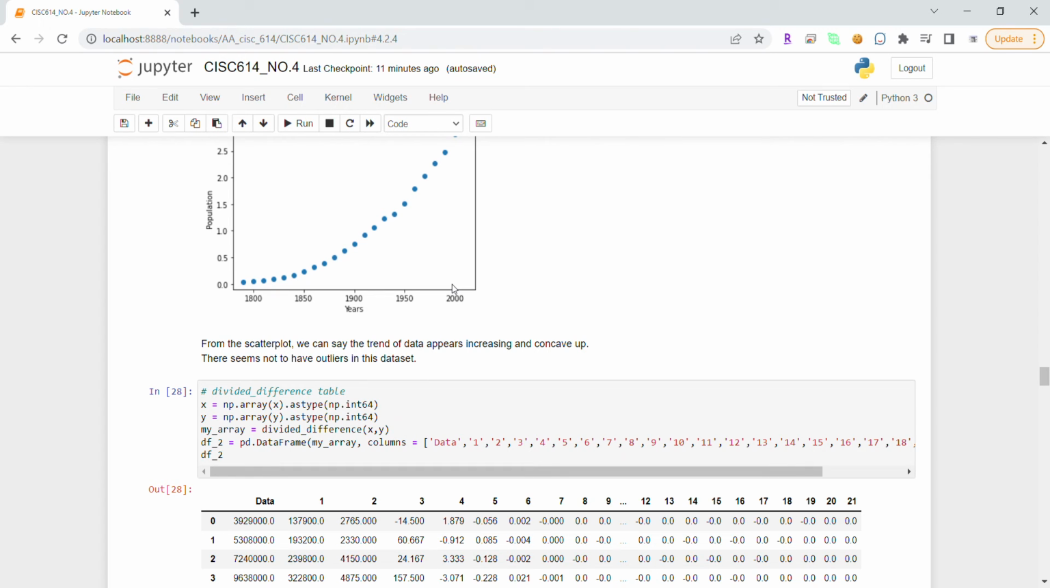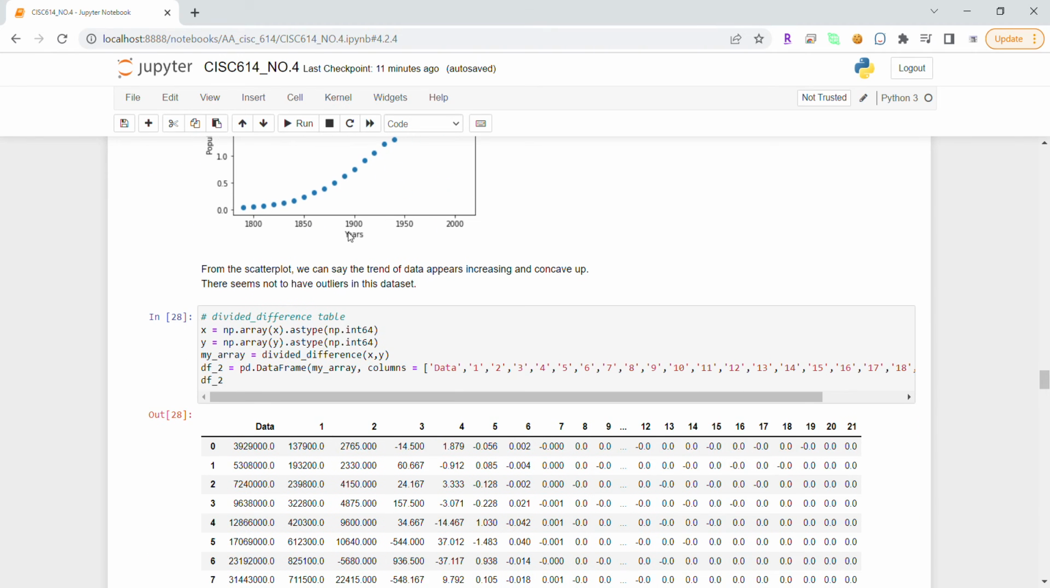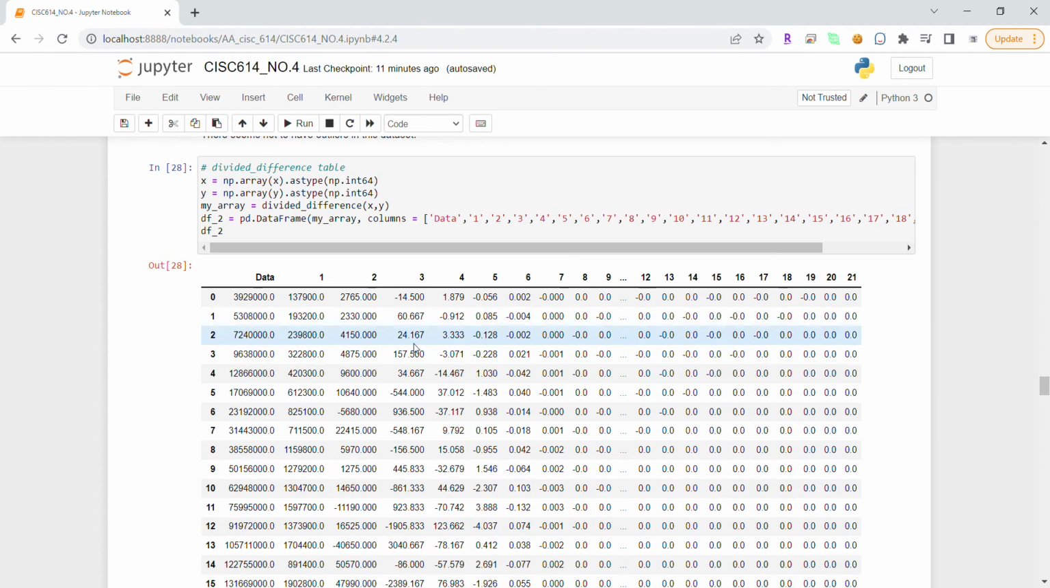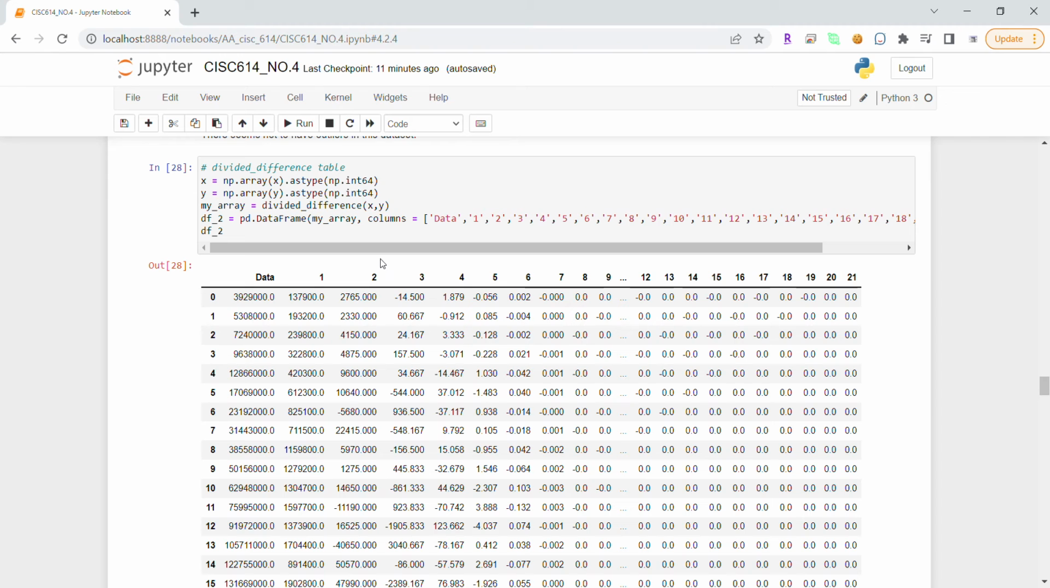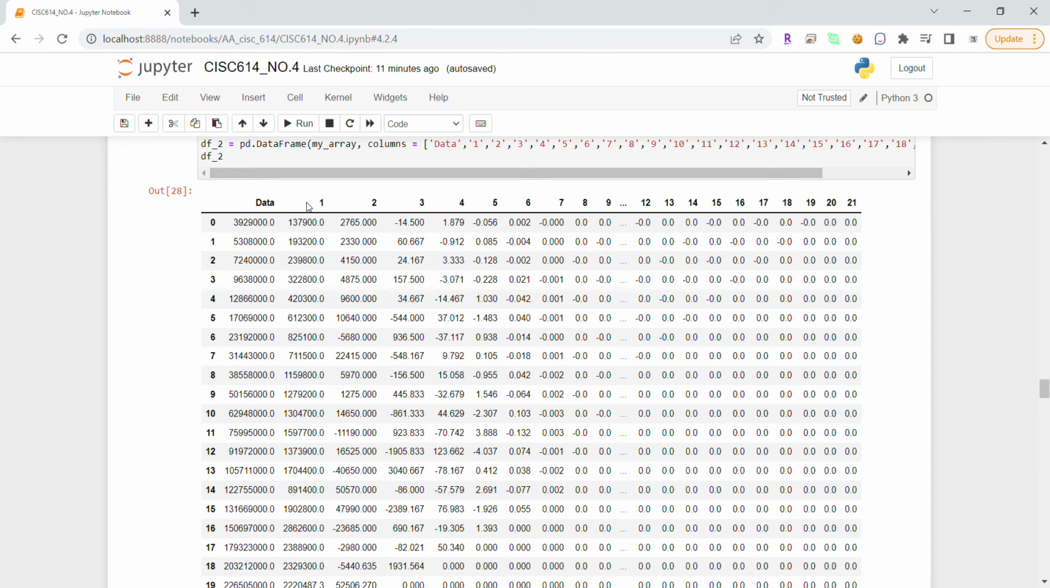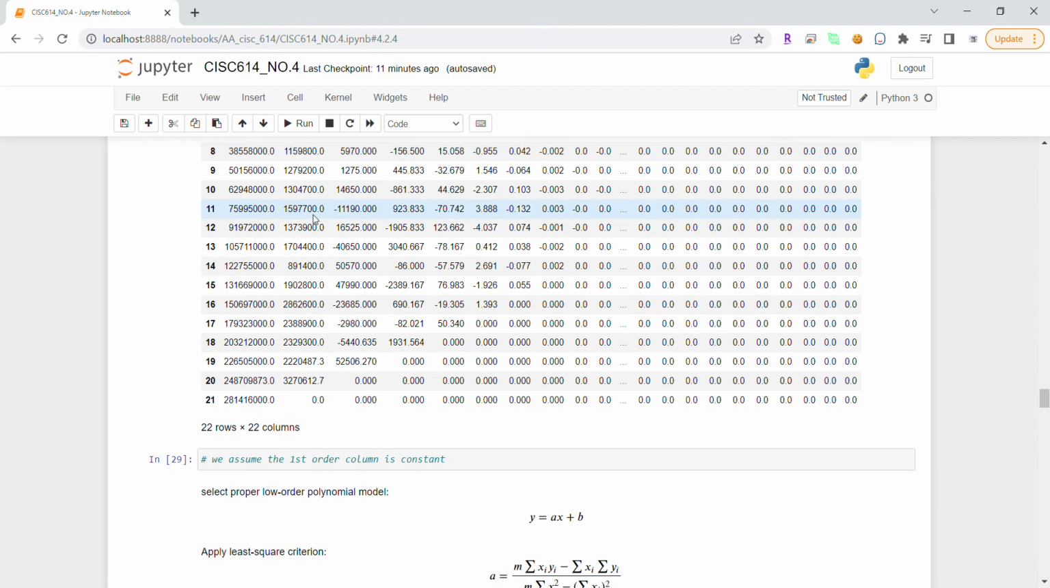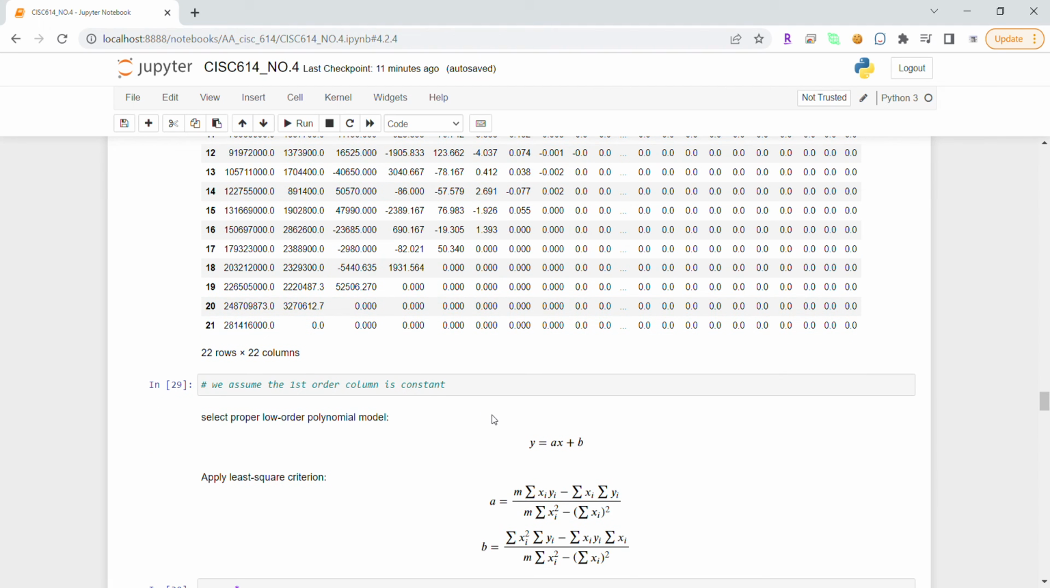And then I applied the divided differences table, and I used the function we made in the previous problem, and we got this divided differences table. By the observation of the table, we can assume that the first order column is constant. So we're going to apply the linear model as the lower order polynomial model in this problem.